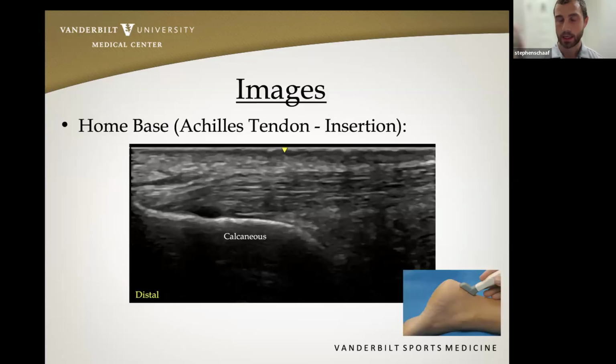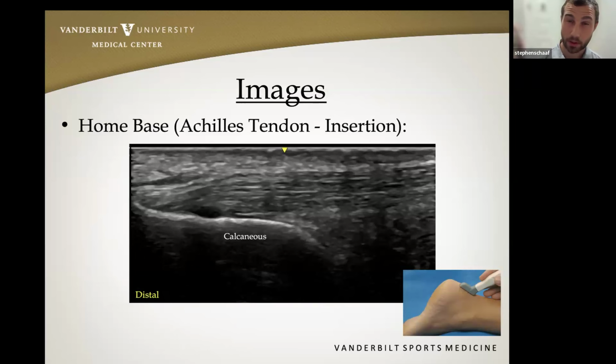For the posterior leg, sometimes I feel like you can get lost if you just start with the musculature, just because ultimately there's not going to be a bony landmark that you can go to. So traditionally for this, I'll actually start my home base at the Achilles tendon, especially because you want to make sure that this is intact, which would be your biggest concern with regards to potential rupture.